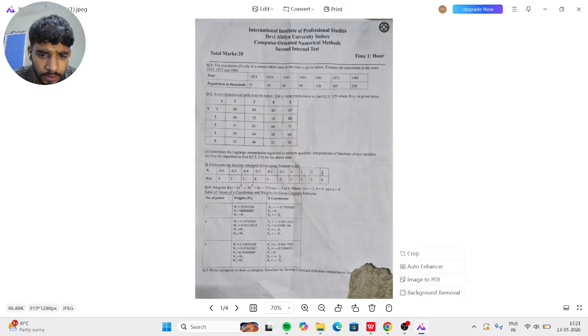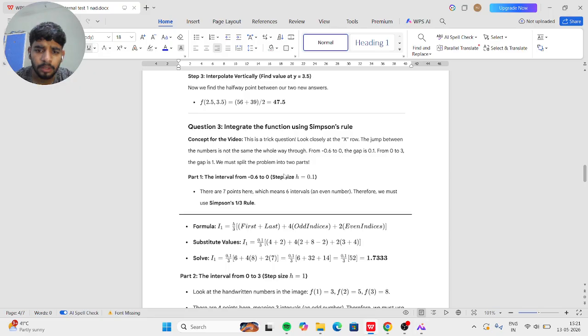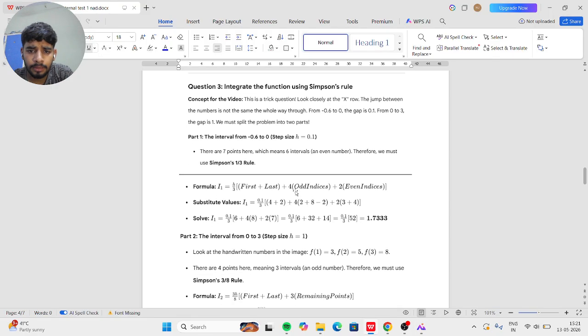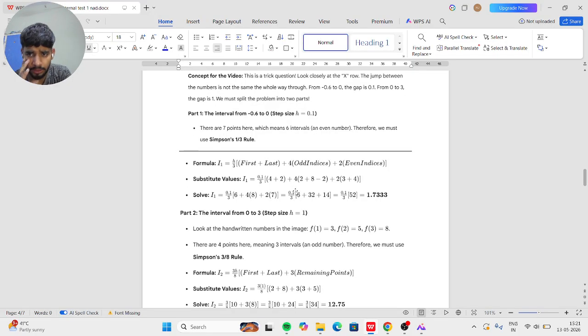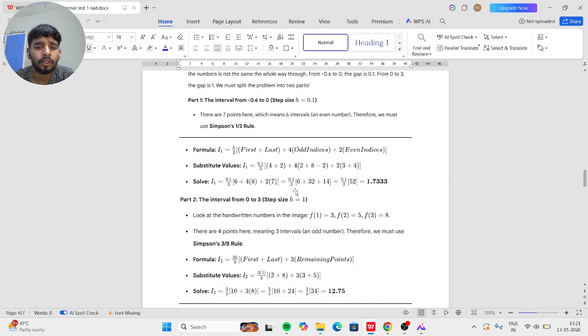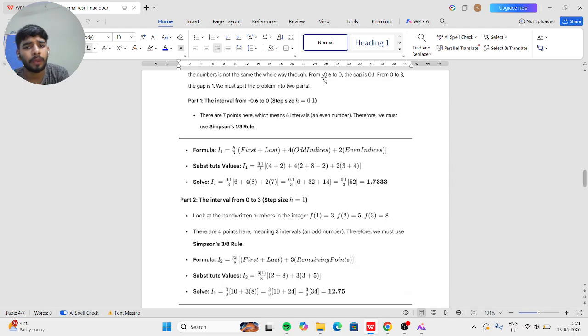Now in question three, it says integrate the function tabulated below using Simpson's rule. So we have to integrate the function using Simpson's rules here. This is the trick question. Look closely. It's the X row, and the jump between the numbers is not the same the whole way. From minus 0.6 to 0, the gap is 0.1. From 0 to 3, the gap is 1. We must split the problem into two parts.